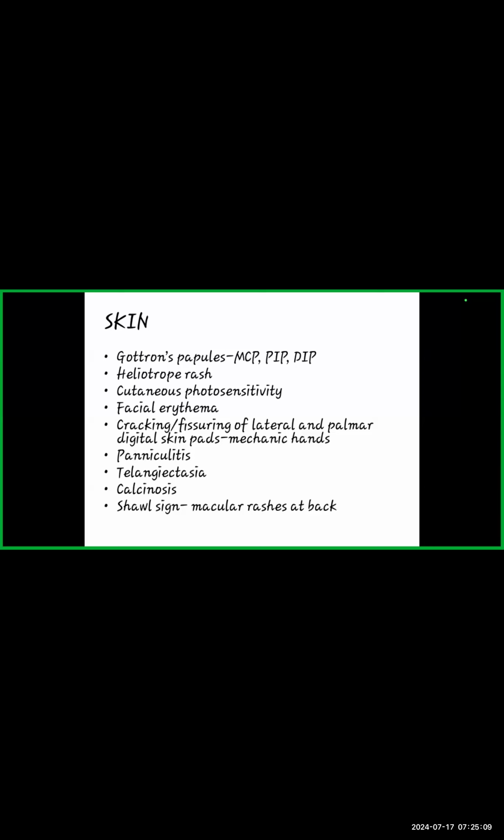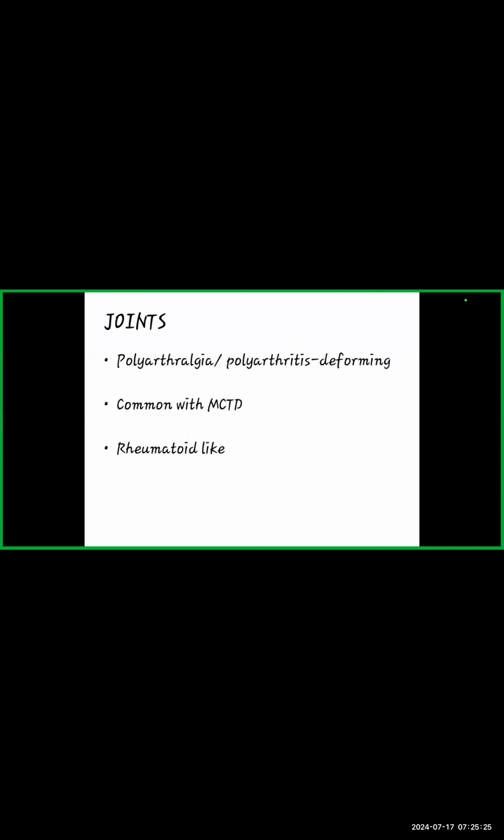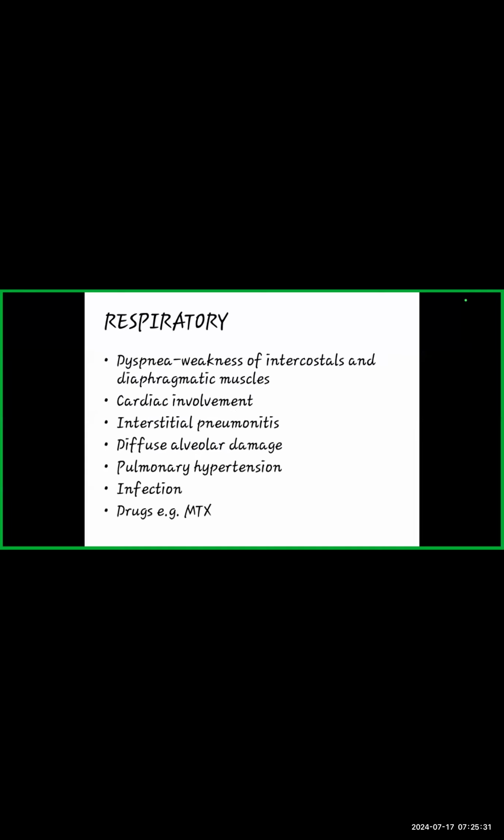Other ones we can also find include nail erythema, as a result of dilated loops of capillary. And then also we can have the Shawl sign. This Shawl sign is characterized by macular rashes. They are usually found on the chest as well as on the back. We also have the involvement of the joints, polyarthralgia, polyarthritis, and others.